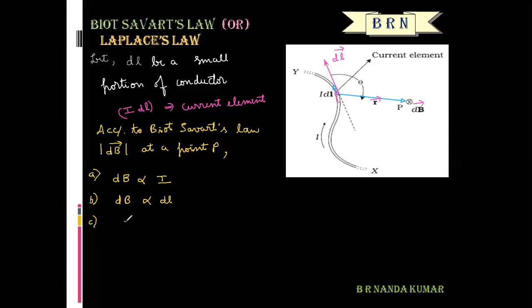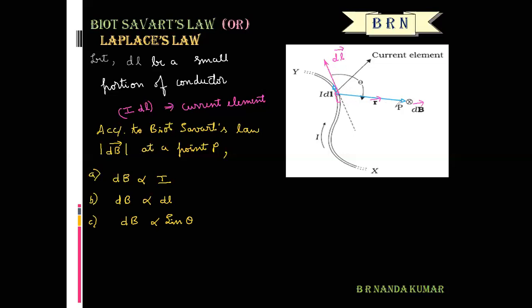And then the magnitude of magnetic field is directly proportional to the sine of the angle between the current element, sine of the angle between, what is this?